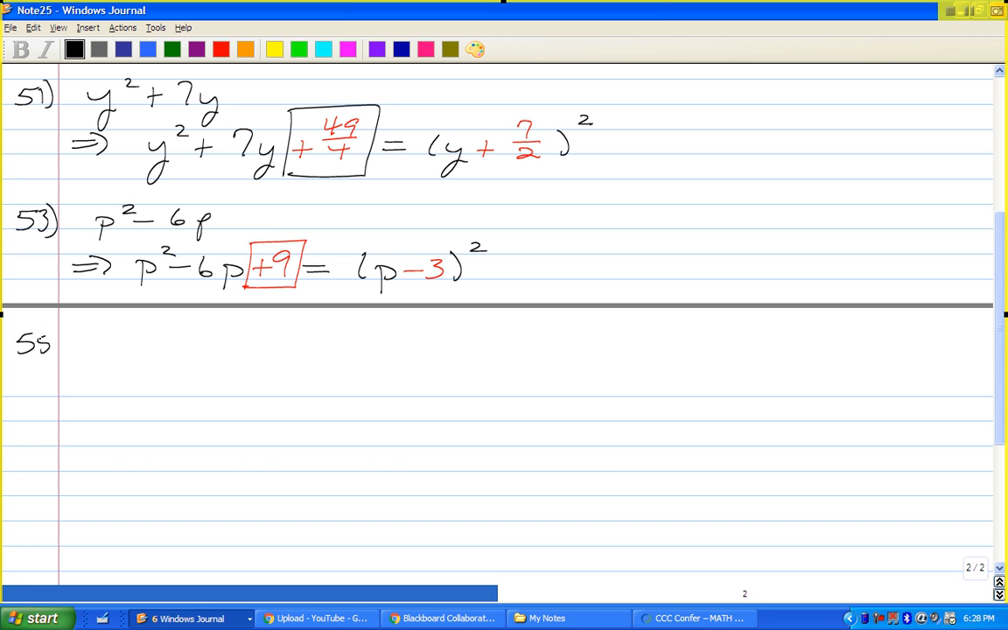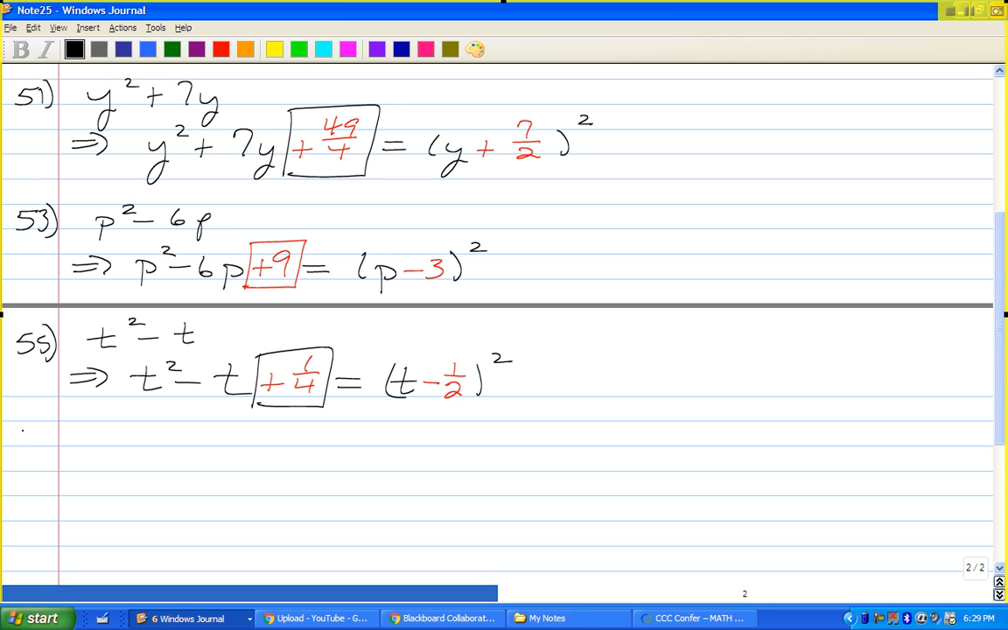Let me do problem number 55. t squared minus t. Since there's a 1 in front of the t squared, let me take negative 1 divided by 2, negative 1/2, squared, 1/4, and add that to my expression to get a perfect square.